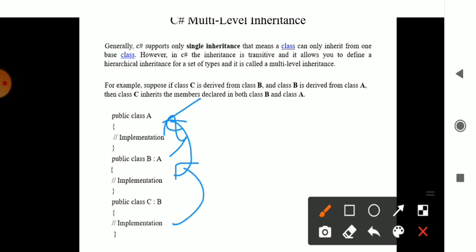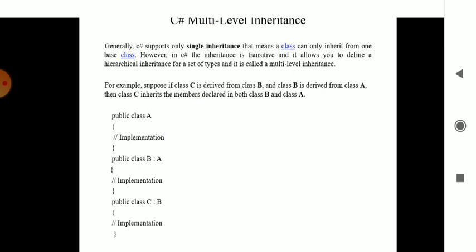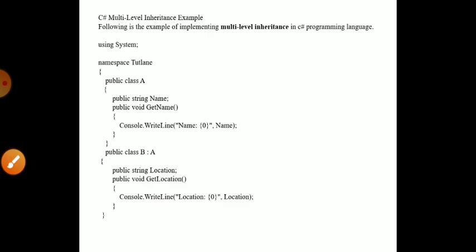Like that, multiple classes can be created and each and every class can share the information of the other class. That is called multi-level inheritance. Remember, in C# you have multi-level inheritance, not multiple inheritance. So let's check with an example. The example is given here.